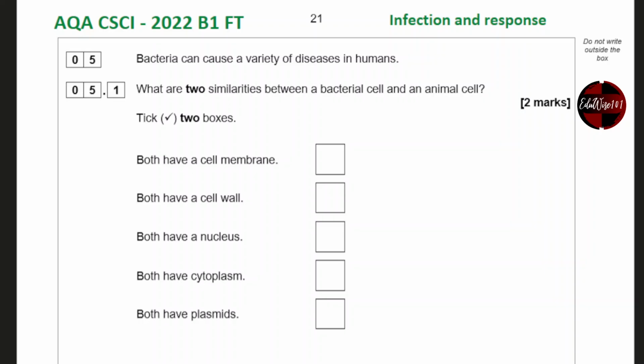Bacteria. Question number 5 is again on the infection and response topic. Bacteria can cause a variety of diseases in humans. What are 2 similarities between a bacterial cell and an animal cell?